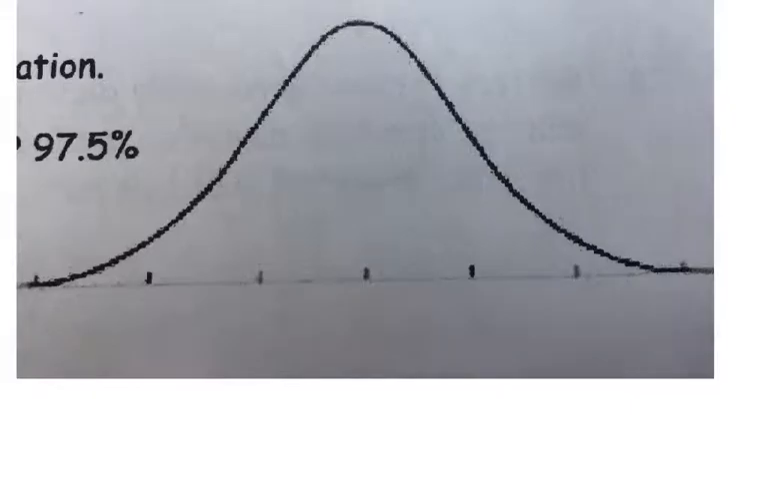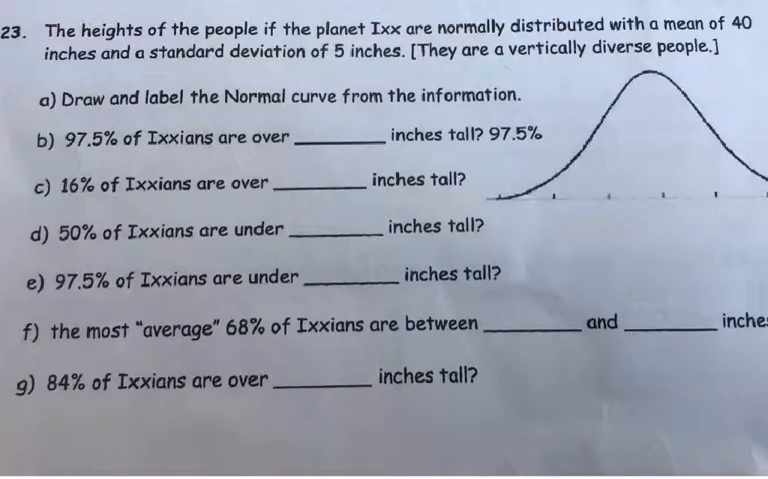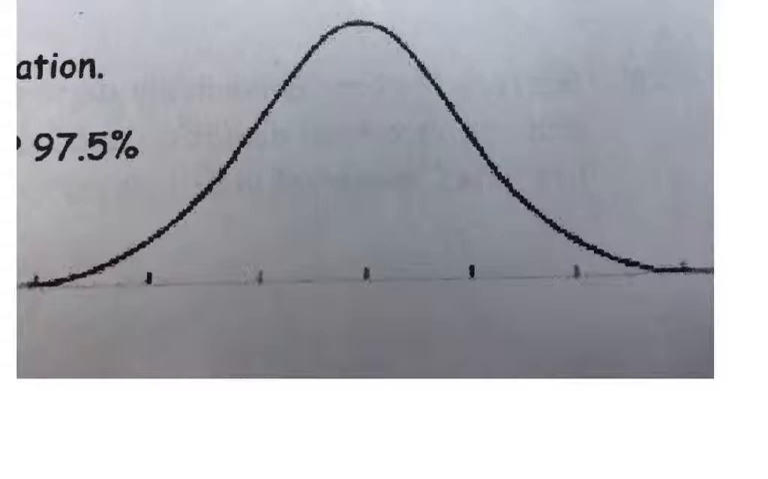Okay, so now let's see if we can't tackle this one, at least part of it. They told us the mean is 40, standard deviation 5. The first thing I'm going to do is get my sketch going. I know the mean is 40, standard deviation 5. That means this interval right here is 45. Another 5 makes 50. Another 5 out here makes 55.